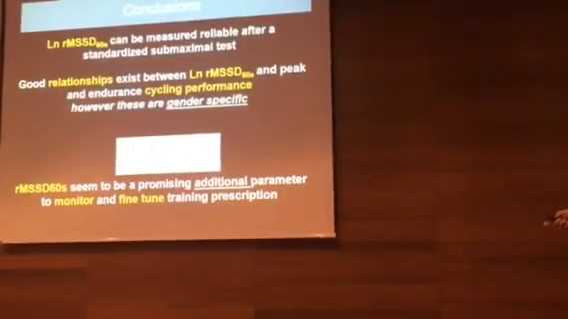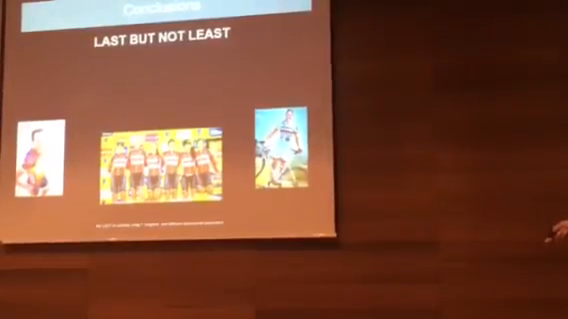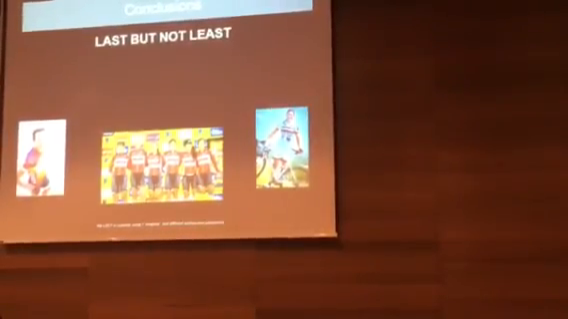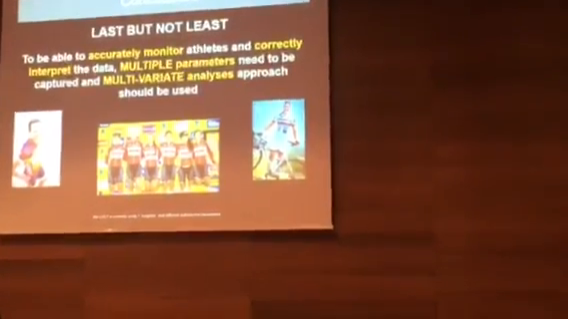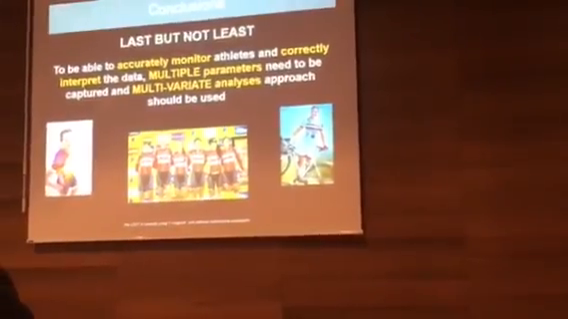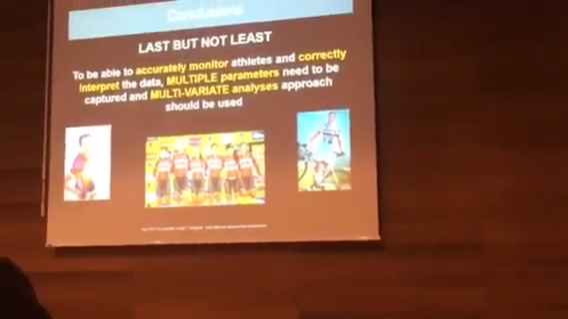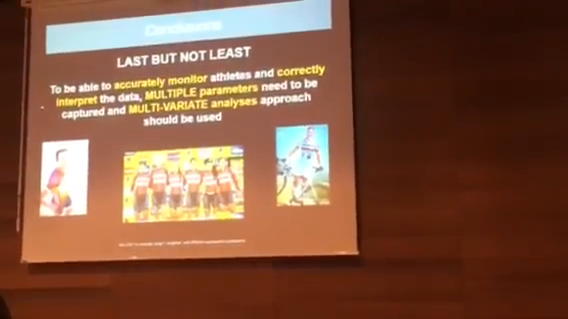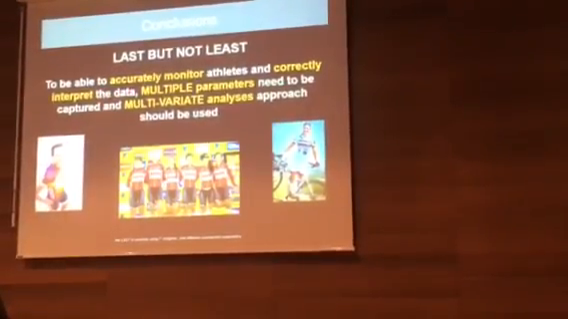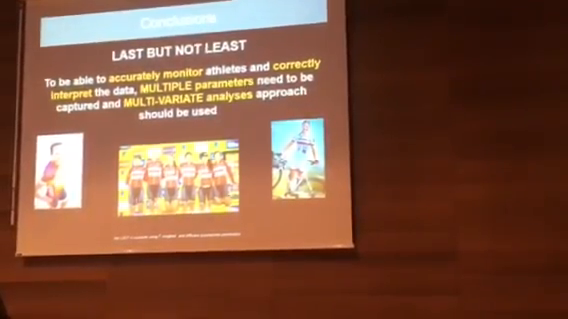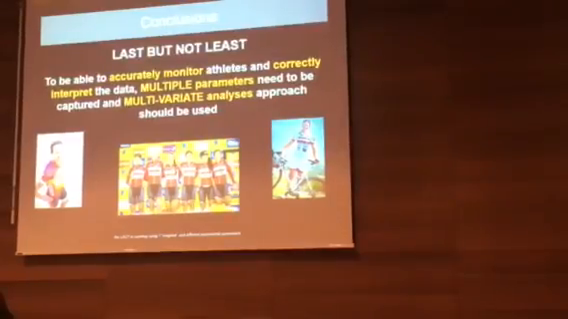With this said, I just want to make a last point, but not the least one. I think we're not going to find one parameter that's going to tell us exactly what's going on. To accurately monitor and interpret data, we need to collect multiple parameters, and I think RMSSD can be one of them, but you definitely need more, and we need multivariable analysis as well to have a correct interpretation of this data.